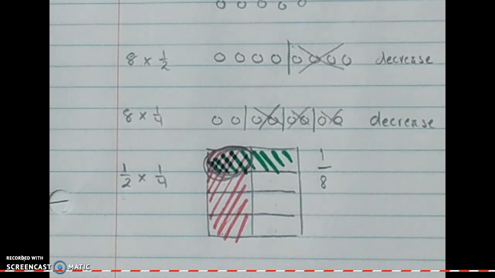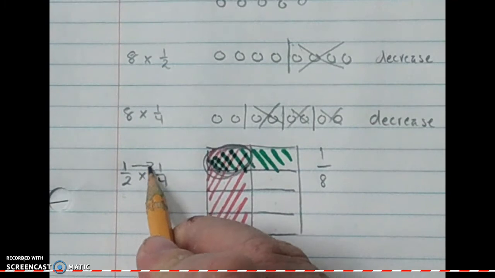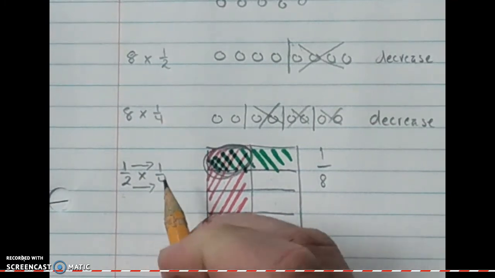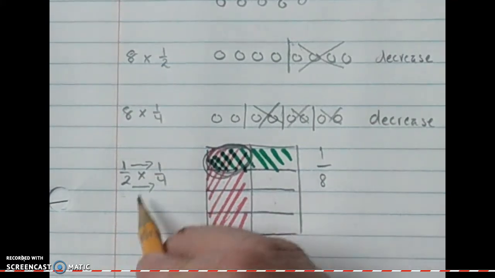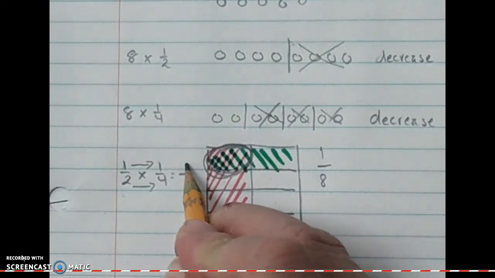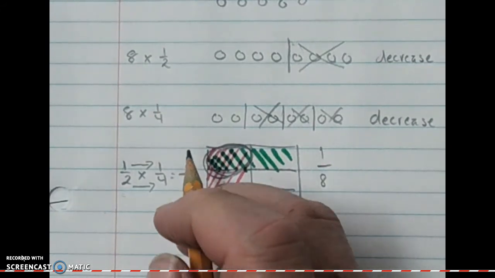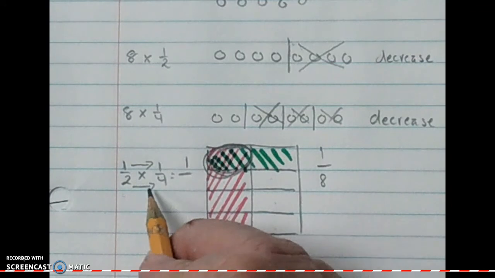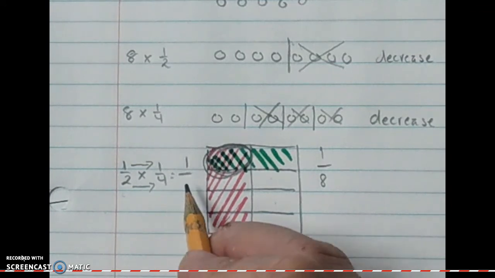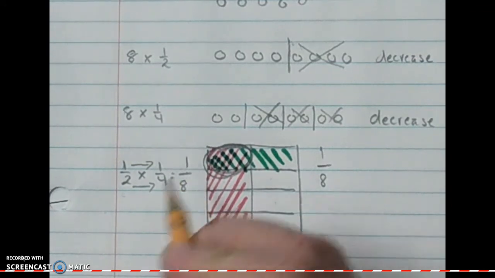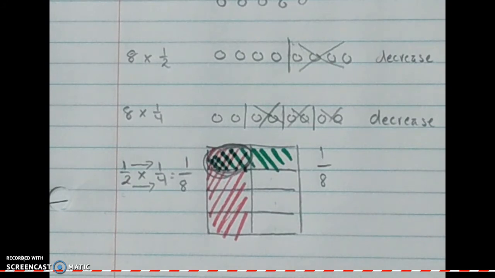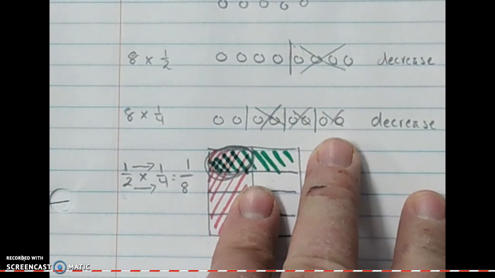Okay? Now, how many of you know when we multiply fractions that we multiply top times top and bottom times bottom? Okay, what is 1 times 1? 1. 2 times 4. 8. Can we reduce that? No. So we're done. Does this make sense? Okay, good.